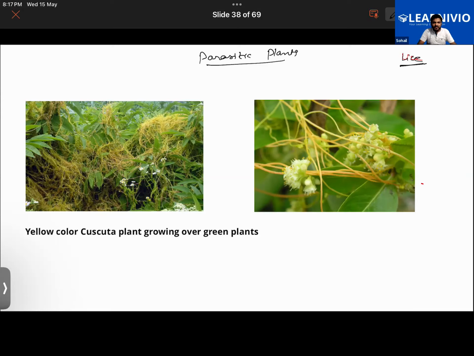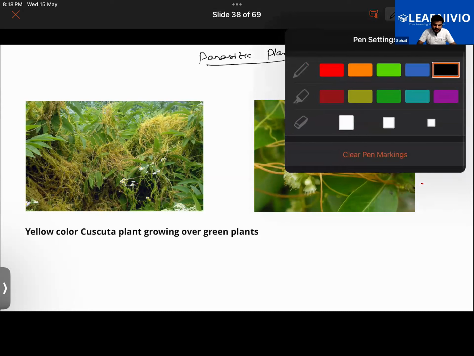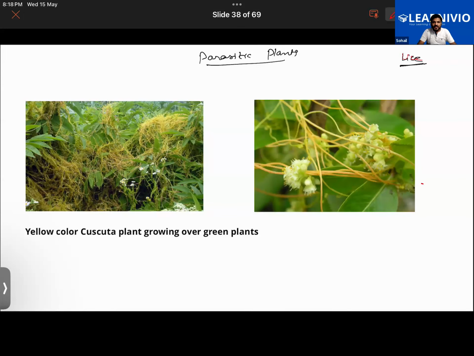Anyways, let's stick to our discussion. We have some parasitic plants also. Whatever type of parasites you have, they are not able to prepare their own food. As in the beginning I told you, there would be some partial parasites and some total parasites. In the case of parasitic plants, you have some total parasites, some partial parasites. We have some examples of total parasitic plants also.